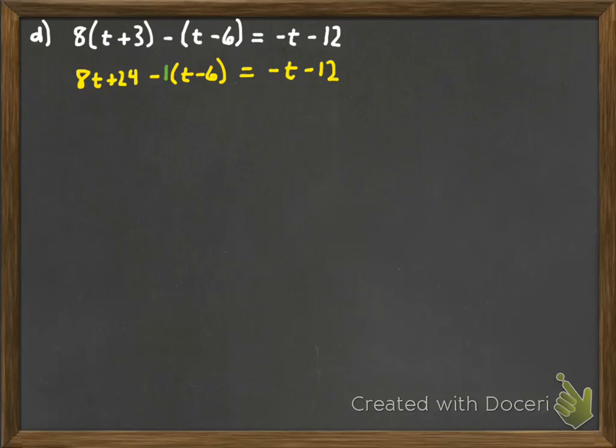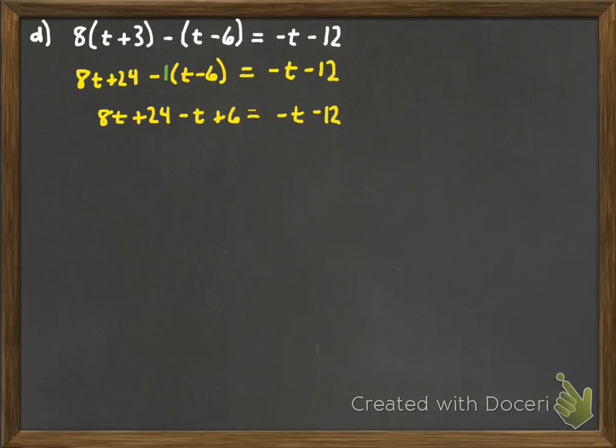All right, so we're not doing anything with the 8t or the 24 right now. But we're multiplying negative 1 times t. That'll give us negative 1t. And we're multiplying negative 1 times negative 6. That'll give us positive 6. All right, equals negative t minus 12.